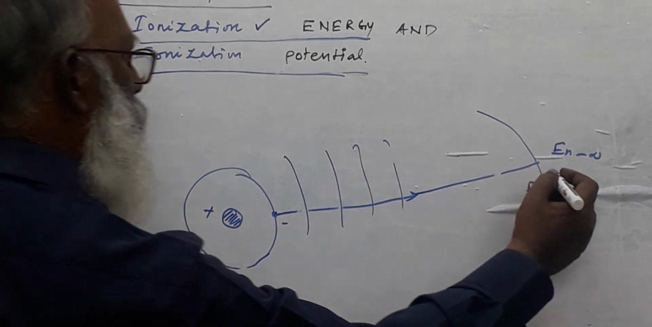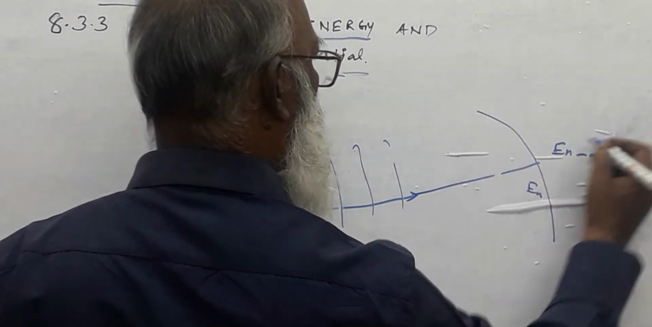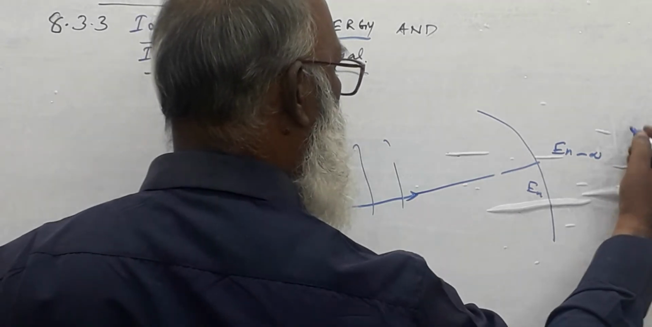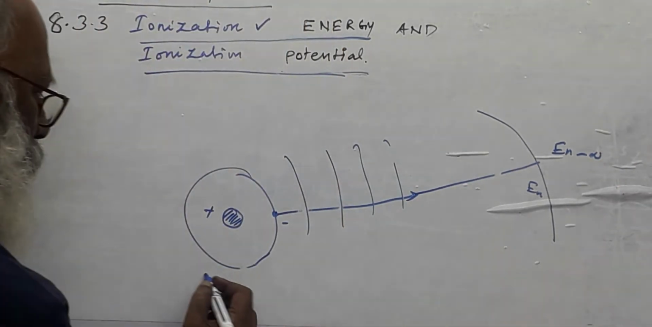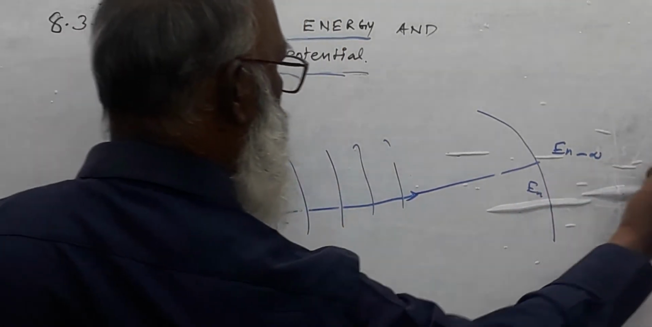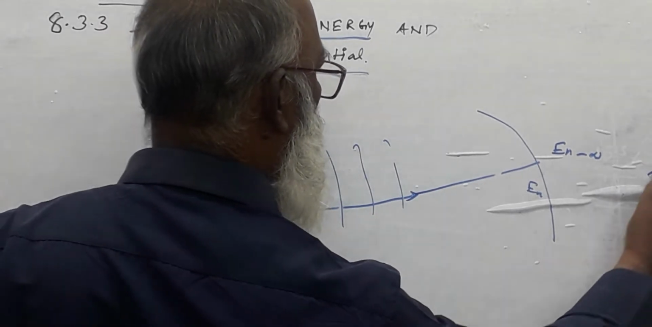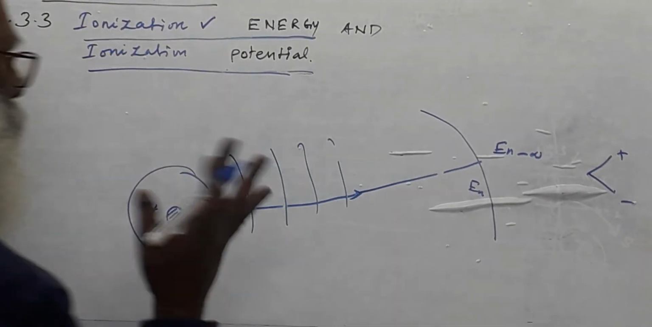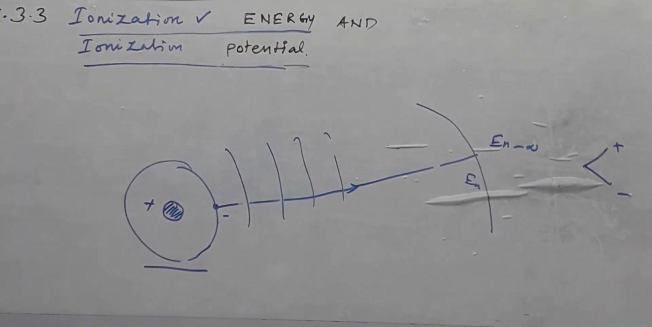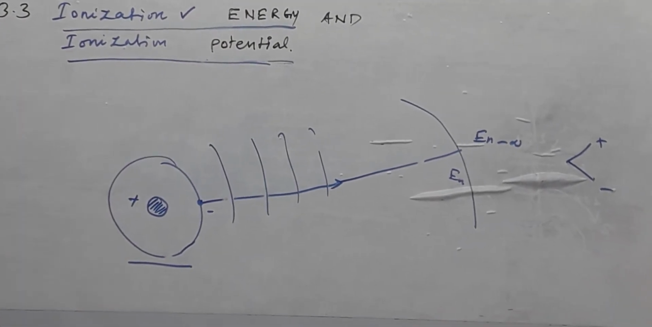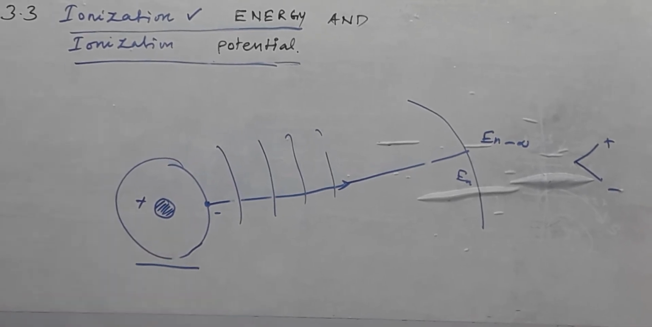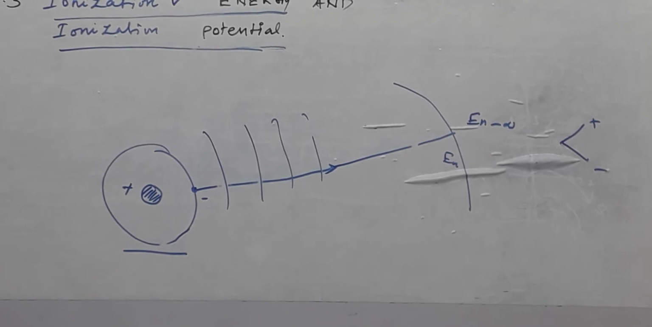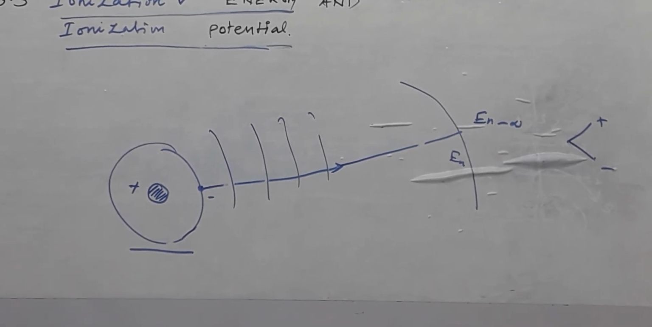Beyond this level, the atom is not considered to be an atom; it is purely ionized. Here, it is neutral. Beyond this level, it is not neutral. It may be split into positive and negative, and that process is called ionization. Ionization has happened here. That's why the energy here is said to be ionization energy.